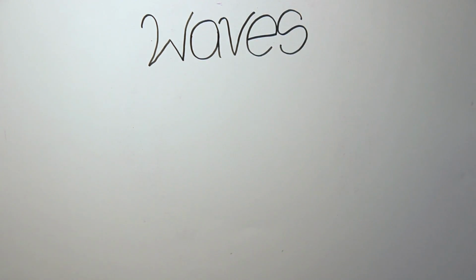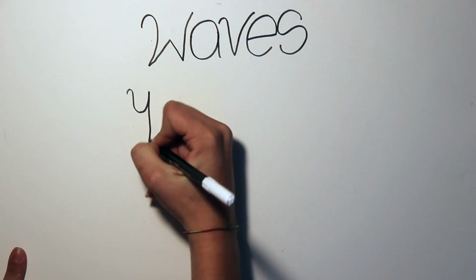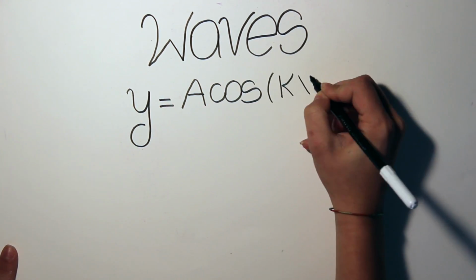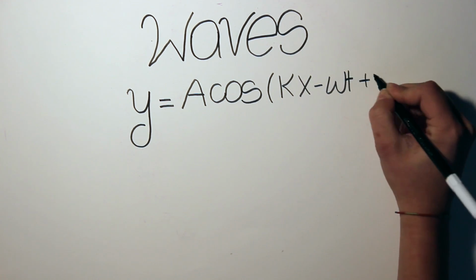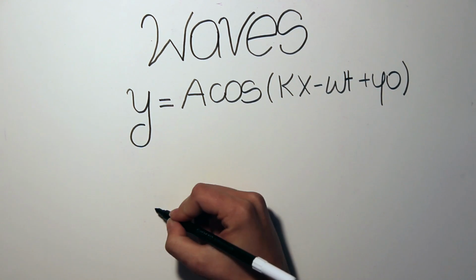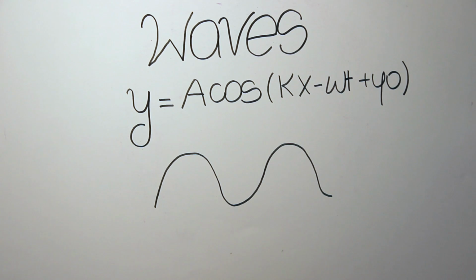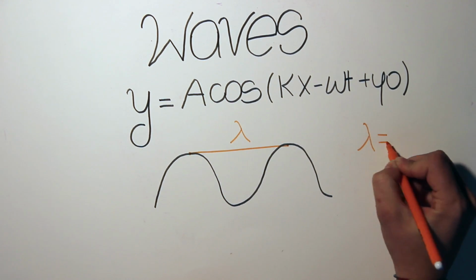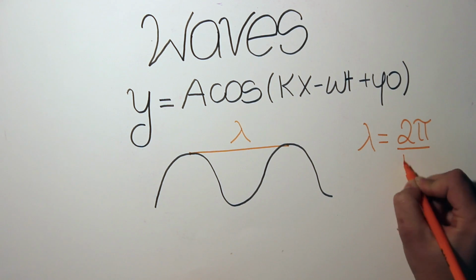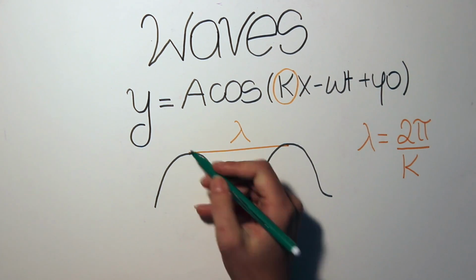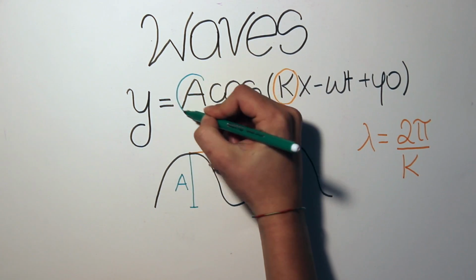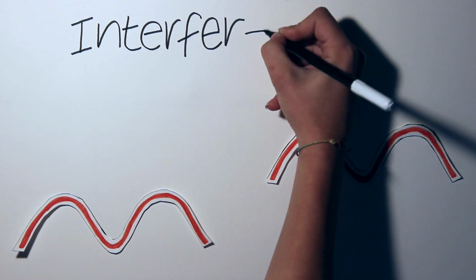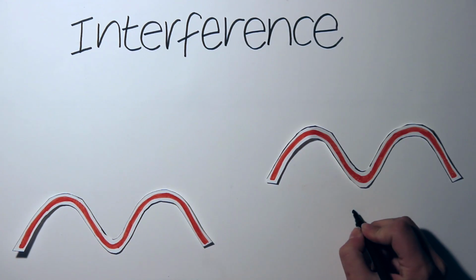First of all, light is a wave. A wave is a phenomenon that can be described with this equation. Wavelength. A is the amplitude. Interference is produced by the superposing of two or more waves.